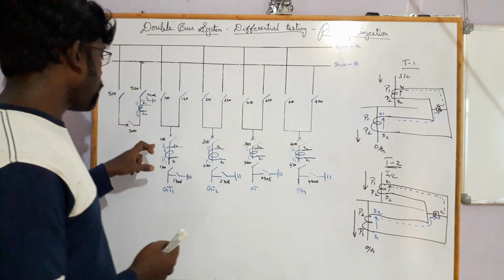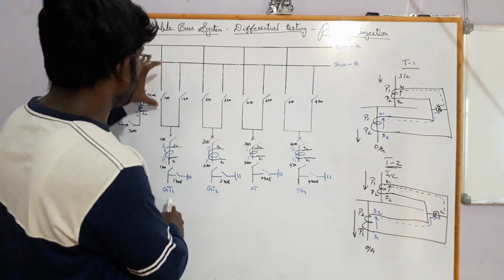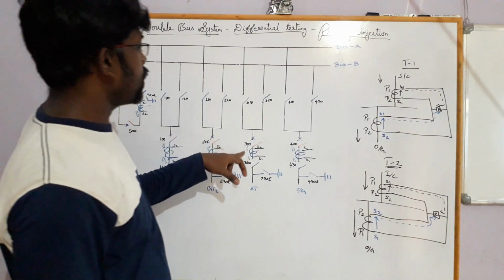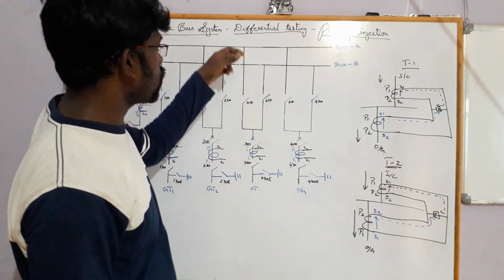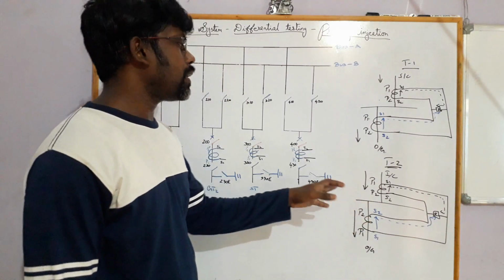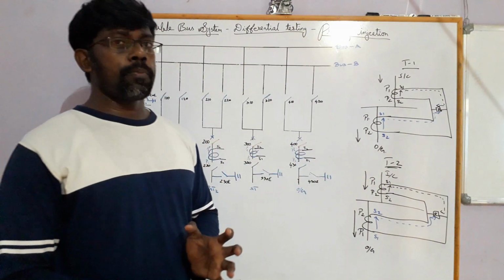If you see here, this is our incomer. Incomer is also connected with P2 to the bus. So P2 is connected with the bus. So for outgoing, when you see, the outgoing P2 is also connected with the bus. This is type 2. Fine. First we check the CT polarity.